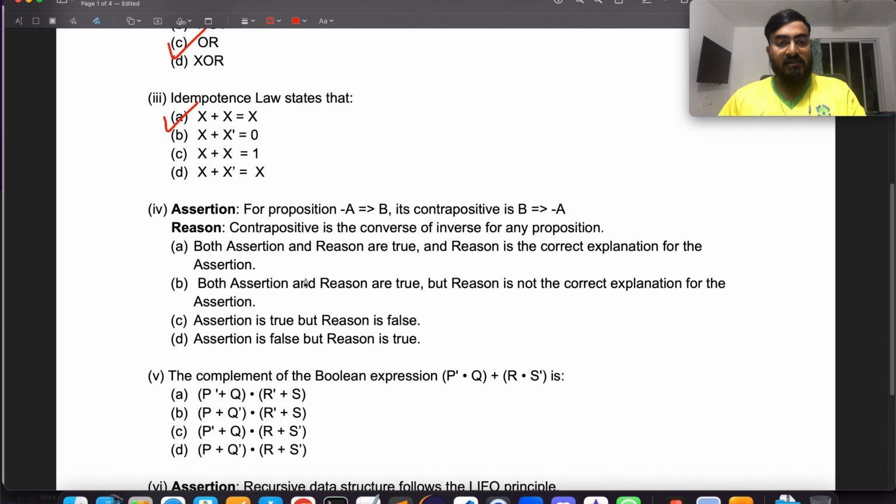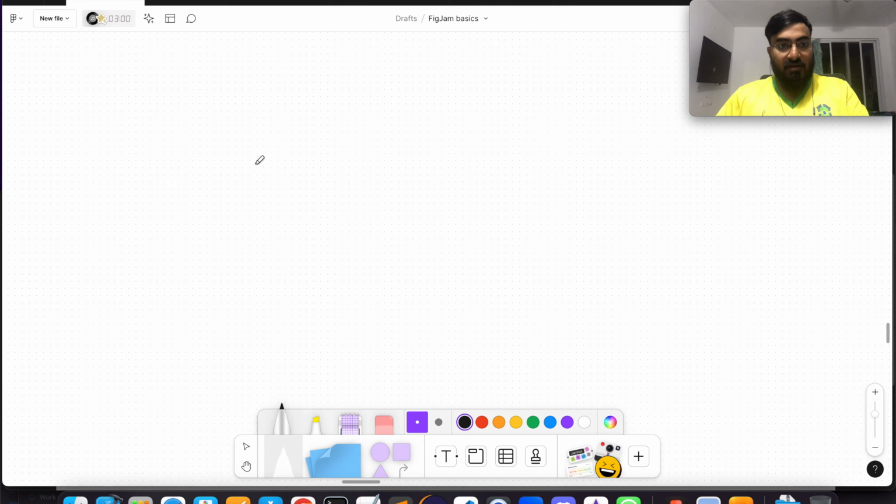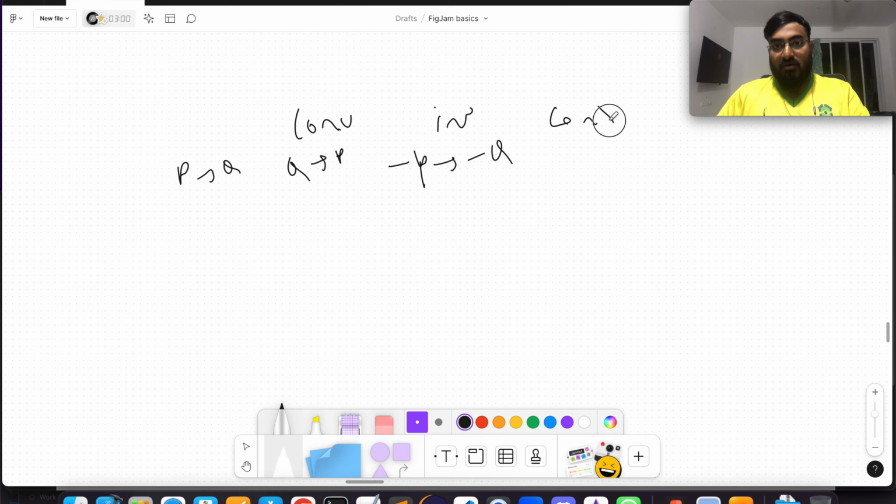Okay, next is for proposition this, contrapositive with this. Now in this case, assertion is false, reasoning is true. I'll tell you why. If the given proposition is p implies q, then the converse is going to be q implies p. And the inverse of this is going to be not p implies not q. The contrapositive is not q implies not p. So this is the proposition, this is the converse, this is the inverse, this is the contrapositive.